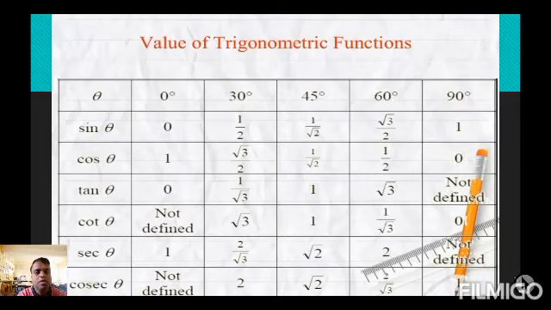Cosec theta at 0 is not defined, at 30 degrees it is 2, cosec 45 degrees is root 2, cosec 60 is 2 by root 3, cosec 90 is 1. These are all called trigonometric functions.